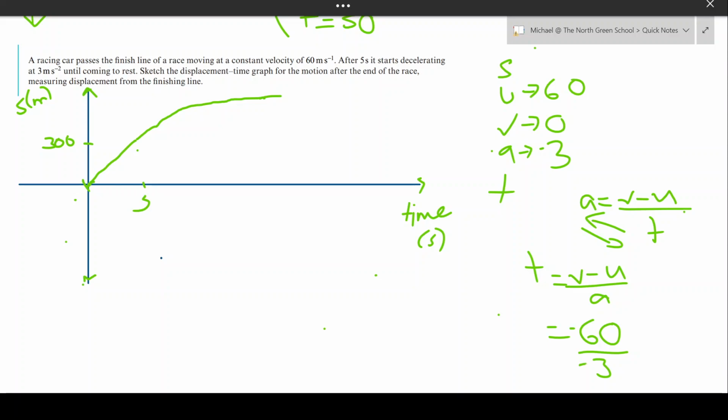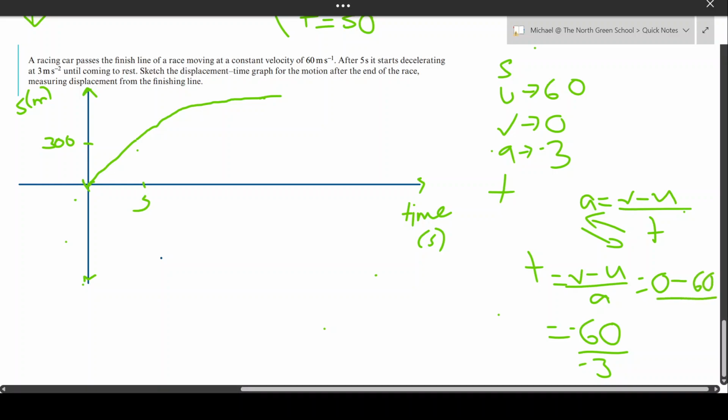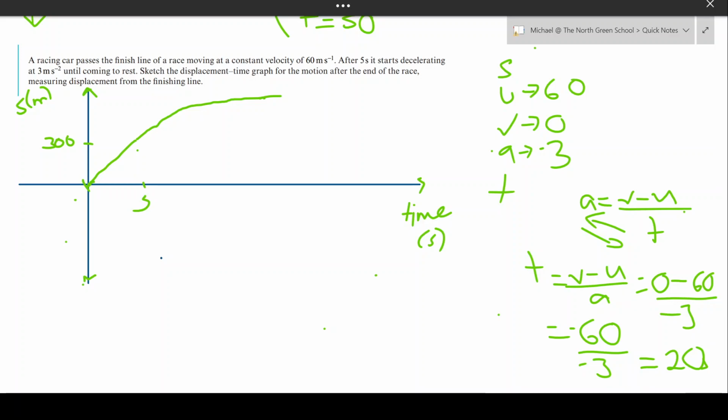I missed a step. It'll be 0 minus 60, divided by negative 3, which is negative 60 divided by negative 3, which is 20 seconds. So this is how long it takes to get from a speed of 60. Speed of 60 was at 5 seconds there.